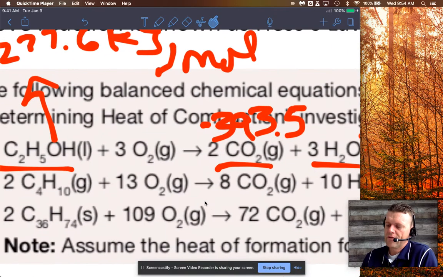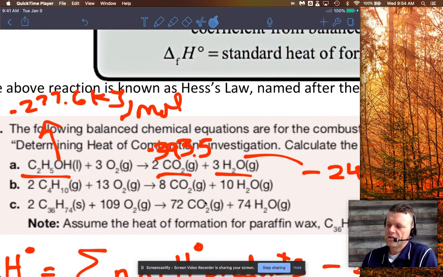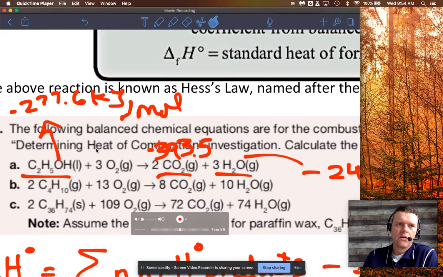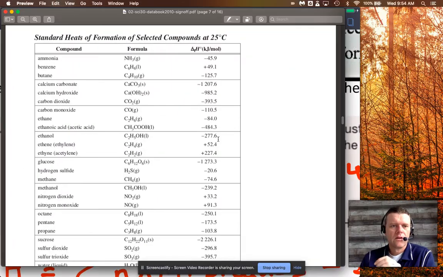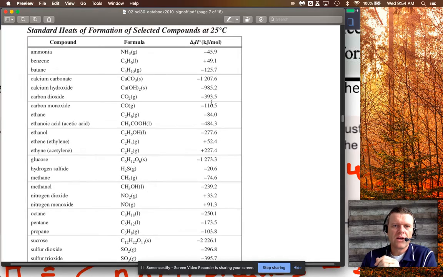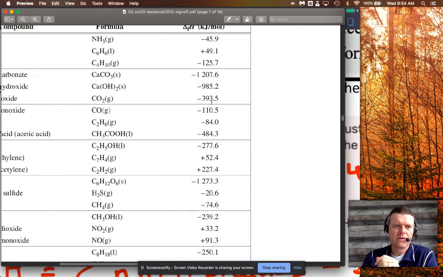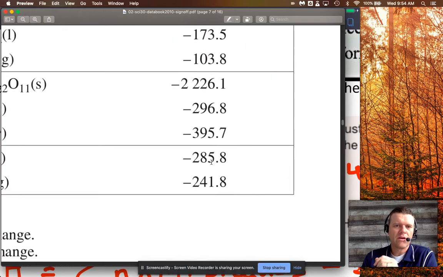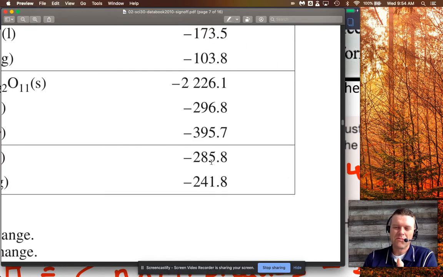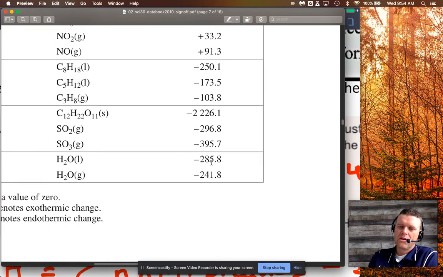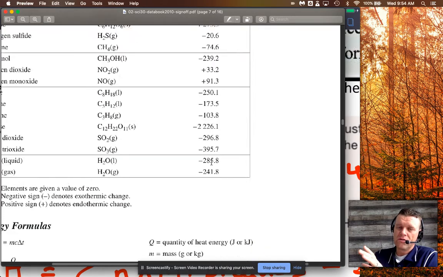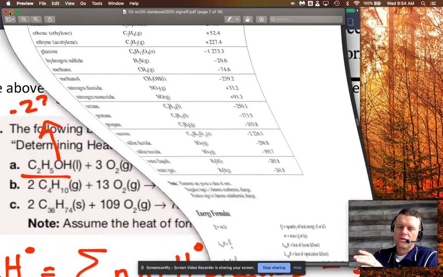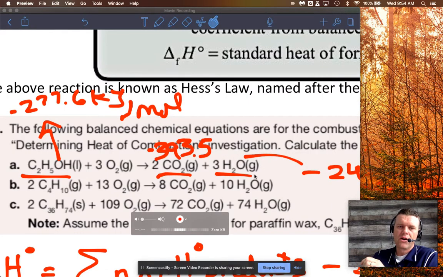Oxygen doesn't have a heat of formation. Carbon dioxide, negative 393.5. There it is right there. And water is at the bottom somewhere. There it is right there, negative 285.8. You're going to use these same numbers every time you do a calculation like this, because you're always going to have carbon dioxide and water as your products. The issue will be, how many moles of each do you have? In this case, we have 2 carbon dioxides and 3 waters.